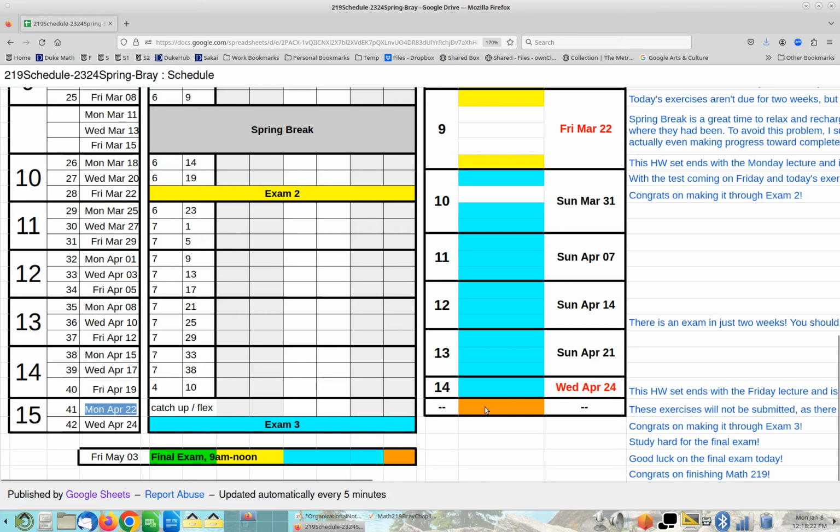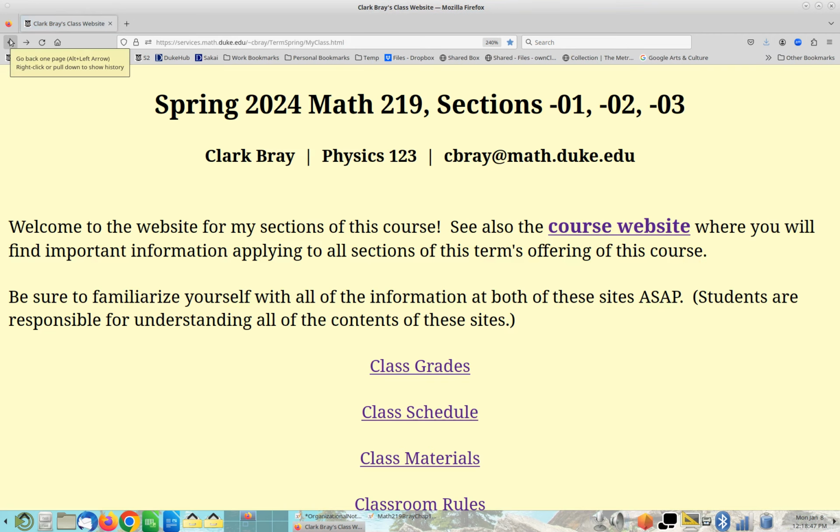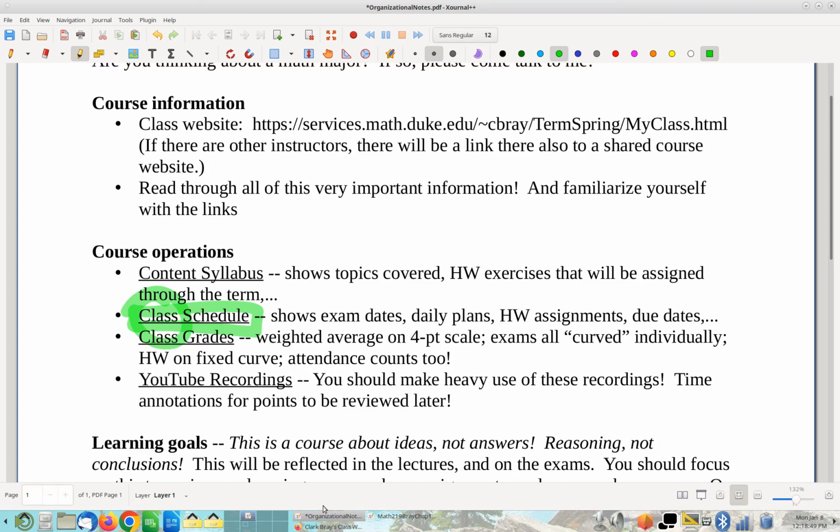Nevertheless, again, with the colors, note the orange, whatever's in this cell here, that orange, that is fair game material for the final exam. So I still strongly advise that you do those homework exercises. You just won't submit those exercises. Okay, so that's the lecture schedule. Class schedule, we're calling it. Okay, so back to here.